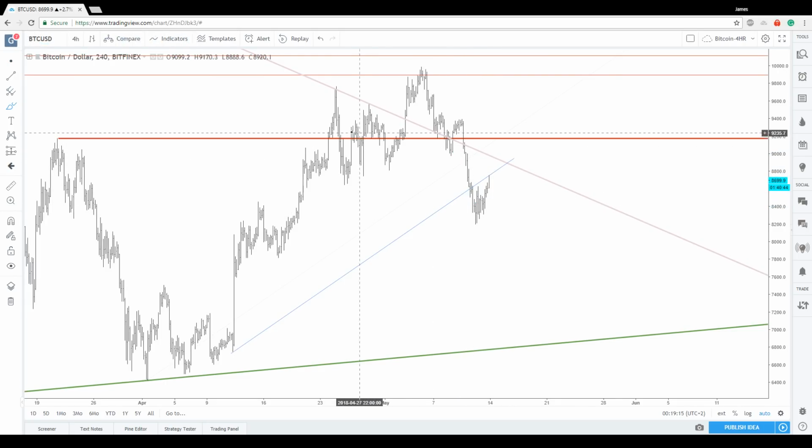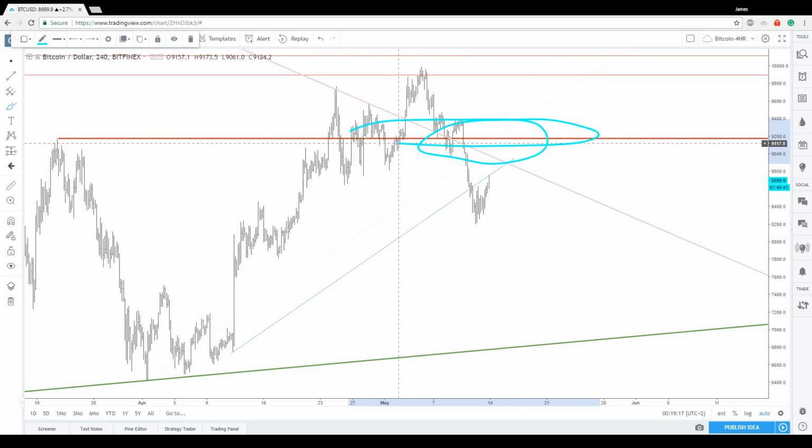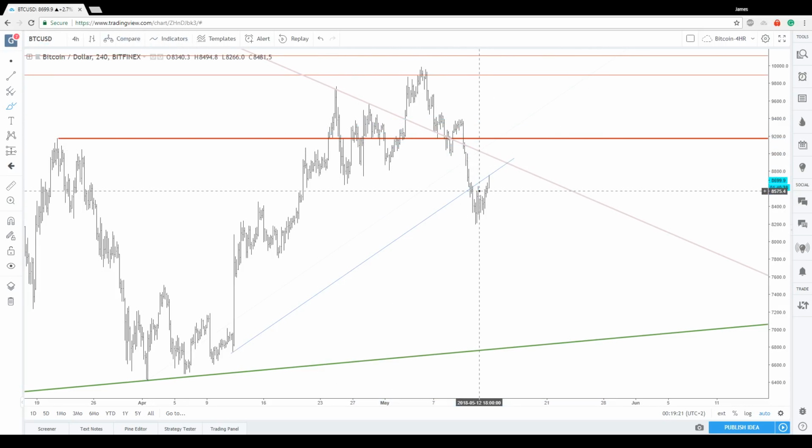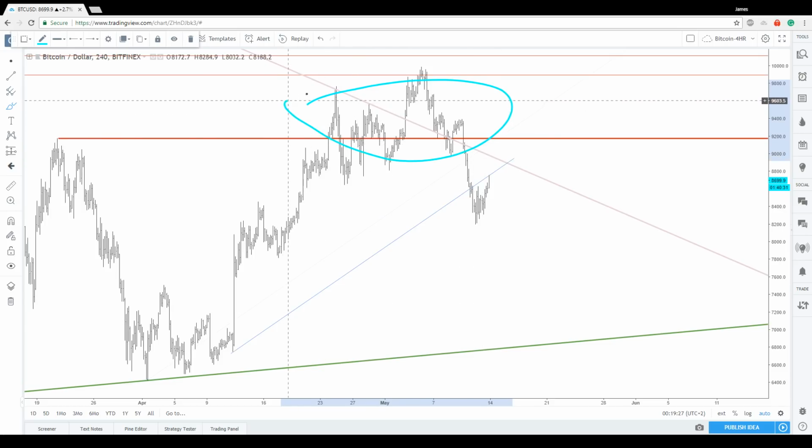So I talked about this major resistance line at about 9,177. Price broke below it, signifying selling pressure in the market. We broke through a major support zone that price oscillated around.